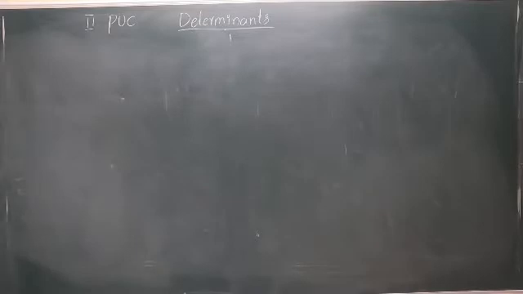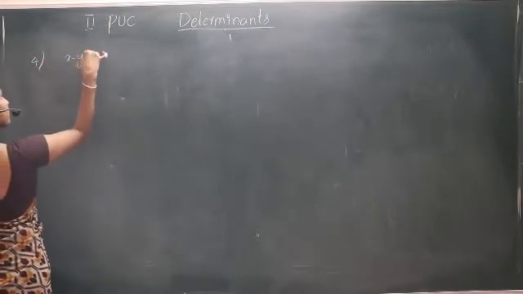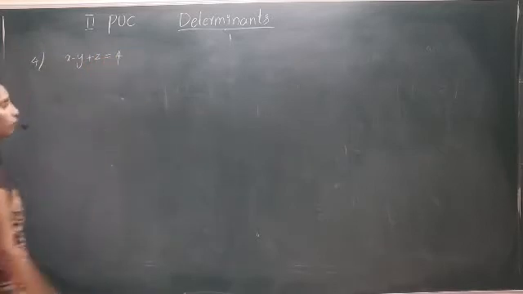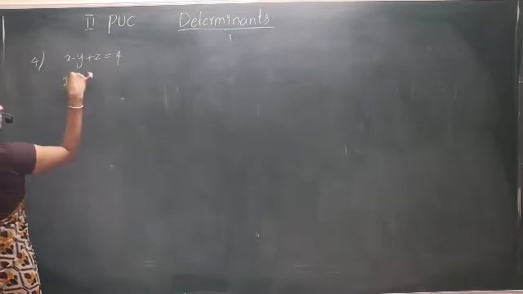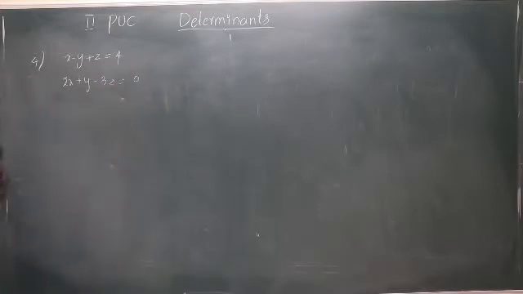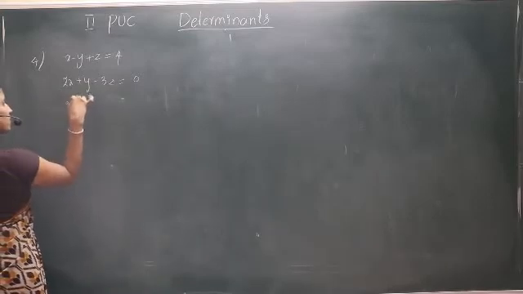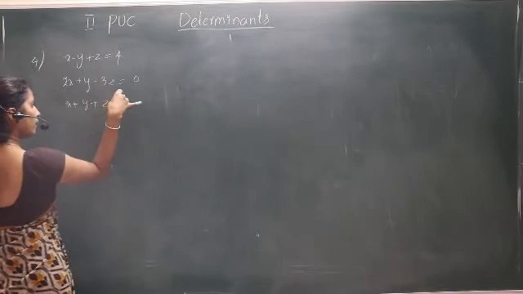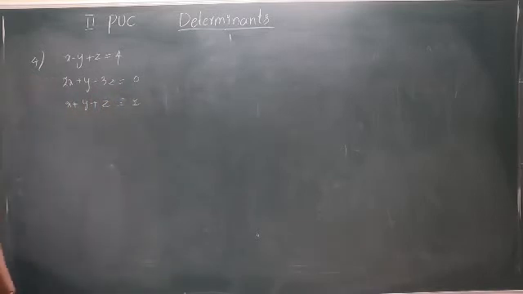So first one: x minus y plus z equal to 4. Then 2x plus y minus 3z equal to 0. Then x plus y plus z equal to 2. Now we have to solve the system of equations.